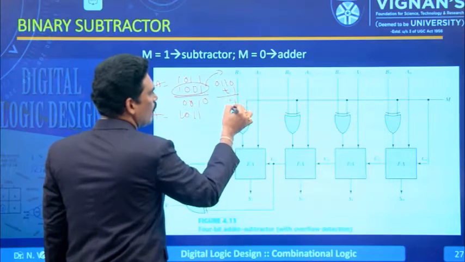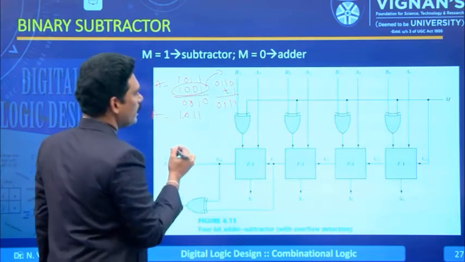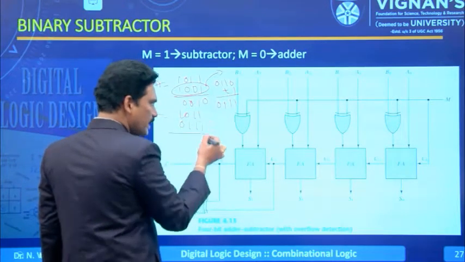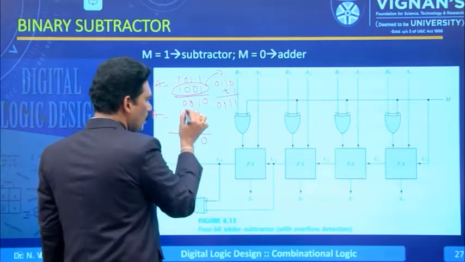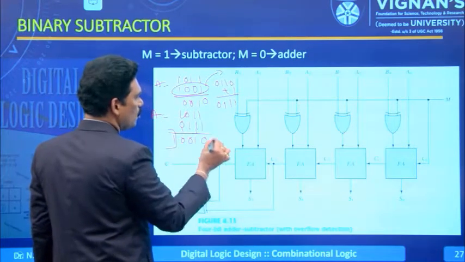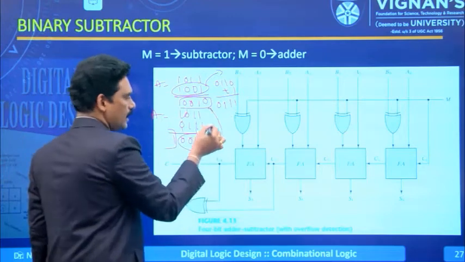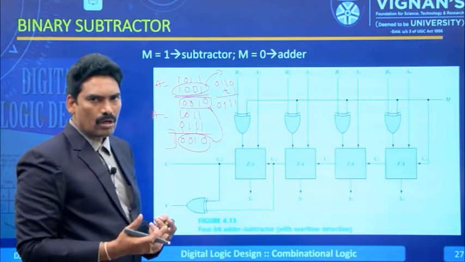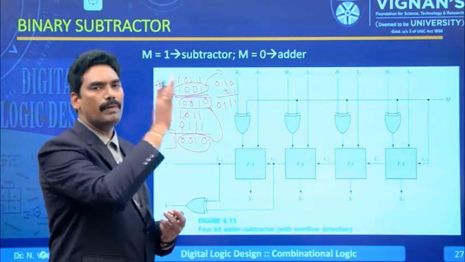1, 1, 1, 0. We are performing addition only. 1 plus 1 is 1, 0. 1 plus 1 is 1, 0. So this is 0, 0, 1, 0. If any carry is there, we have to discard the carry. So now we know how we are going to perform the subtraction operation by using complements only.